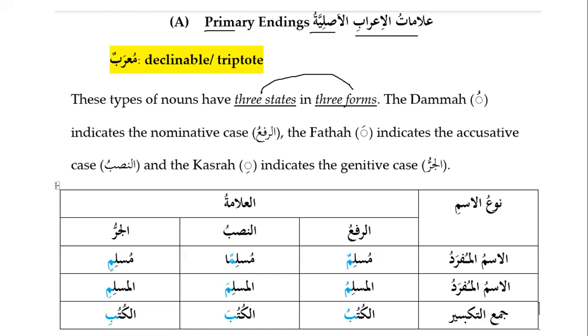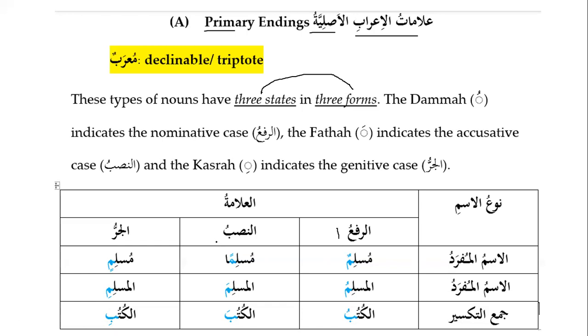And jam'u taksir, the broken plural. Kitabun, what is the plural of kitabun? Kutubun, right? So the ending of jam'u taksir also has three forms in three states: al-kutubu, al-kutuba, and al-kutubi. So it has dhamma, fatha, and kasra. Did you get the idea when I say three states and three forms?